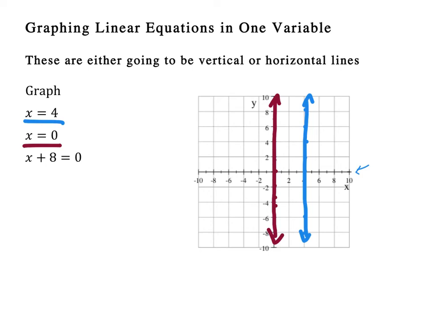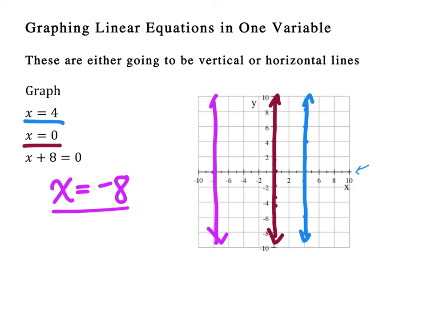Looking at this last one, x plus 8 is equal to 0. All I'd have to do is isolate x, right? Isolate your variable. So subtracting 8 from each side, I have x is equal to negative 8. So since I'm going to graph this one, I'm going to find where x has a value of negative 8. Finding negative 8 on my x-axis, it's right there. So everything along this vertical line has an x value of negative 8.